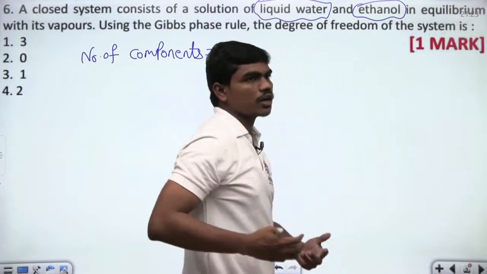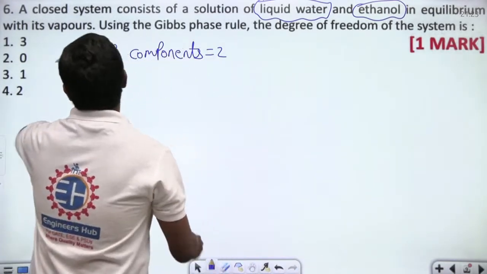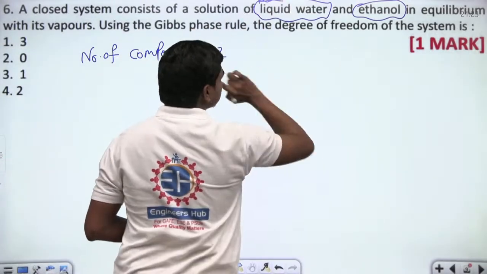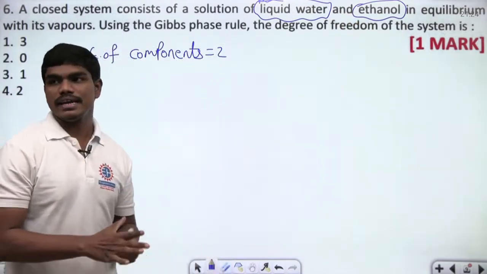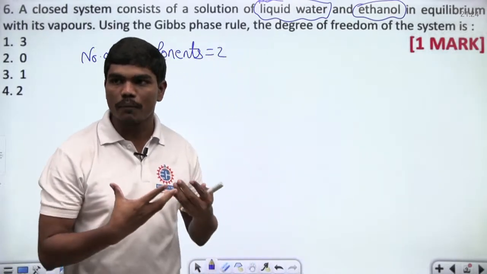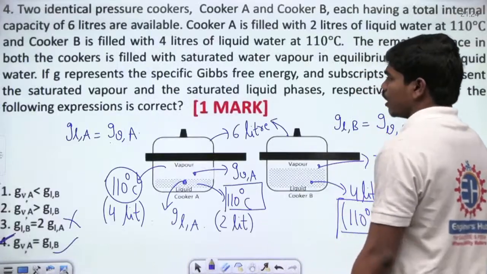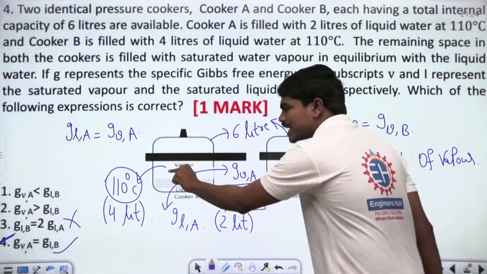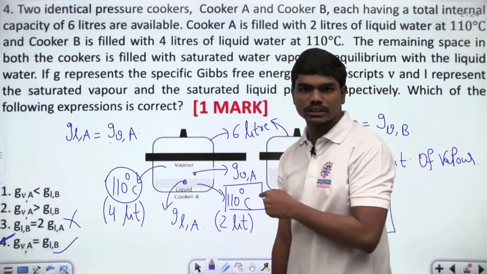It's clearly given that both of these are in equilibrium because they mix together, and they are in equilibrium with its vapors. So one thing we need to identify here: this liquid water is in equilibrium with the vapors of ethanol, correct? So please tell me, if liquid water and vapors of ethanol are in equilibrium, then in total how many phases are present inside the closed system? You can see here, liquid is in equilibrium with this vapor. So how many phases are there within this closed system?